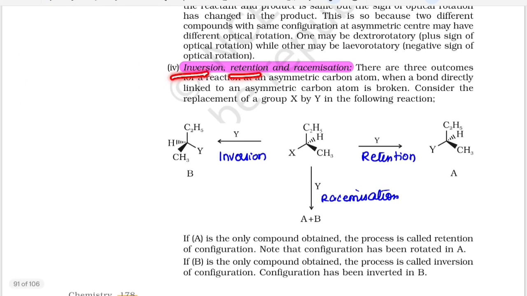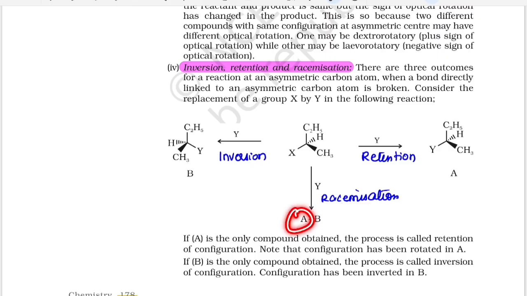And then inversion, retention and racemization. So here this is the compound. Here you can see there is inversion of configuration. Hydrogen is on one direction and methyl is on this side, whereas here you can see it is on the different side. So inversion of configuration can take place, or there can be the same configuration, retention of configuration.